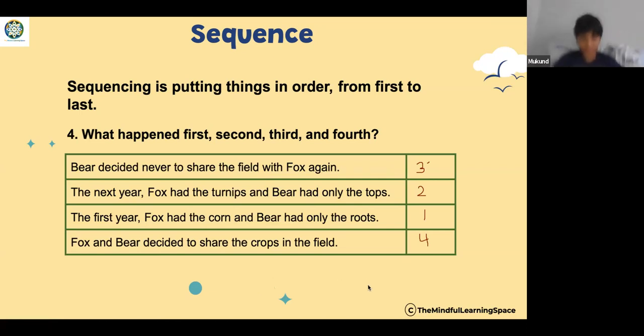First, I'll erase these. I think it's the first year Fox had only corn and Bear had only the roots. The next year Fox had the turnips and Bear had only tops. That's the second one. Next one is probably Bear decided to share the field with Fox again. Fox and Bear decided to share the crops in the field.